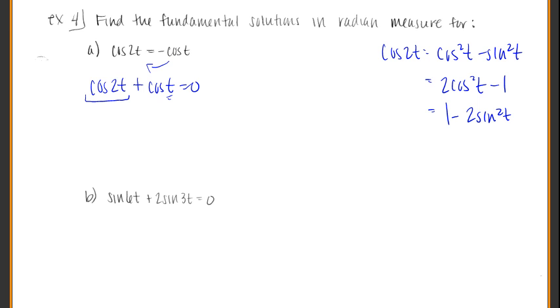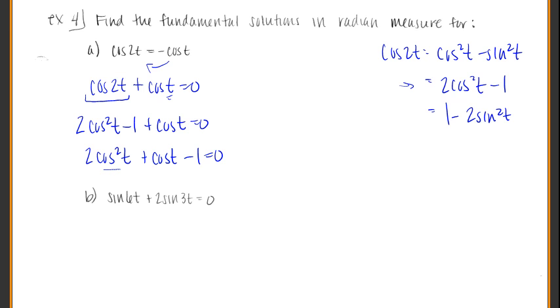Since my other term has just a cosine t, I'm going to go with this middle one, so it's all in terms of just cosine t. So we're going to write it as 2 cosine squared t minus 1, and then plus cosine t equals 0. Ordering this so we start with our quadratic term first, then cosine t, then minus 1. Now that shows me I have a quadratic, so all I have to do from here is factor.